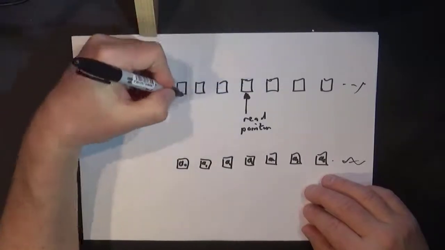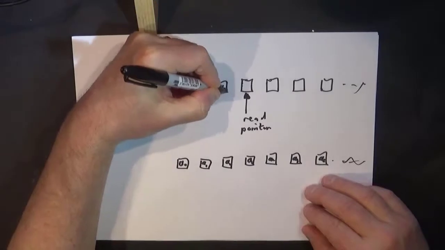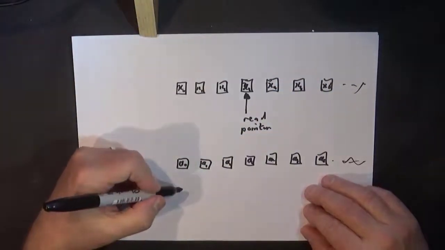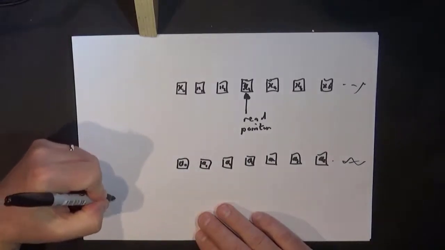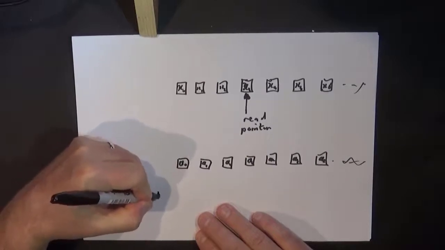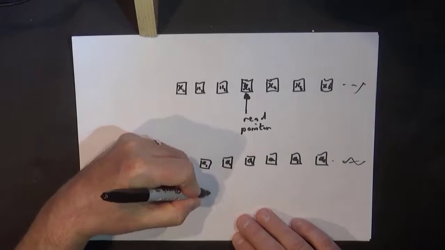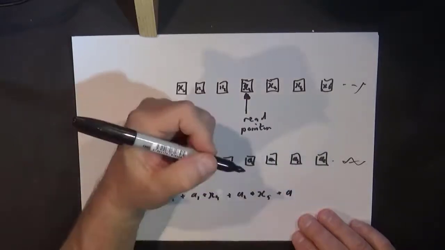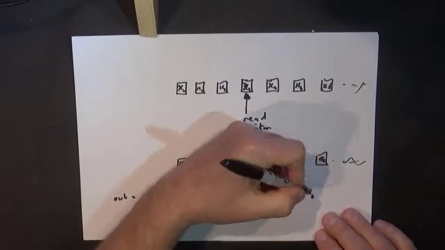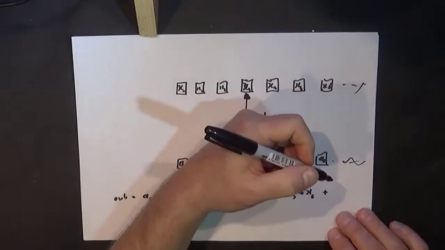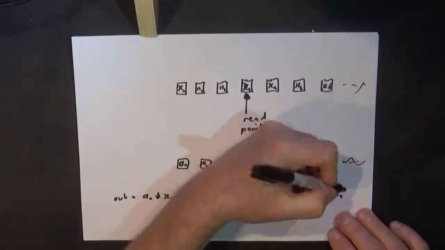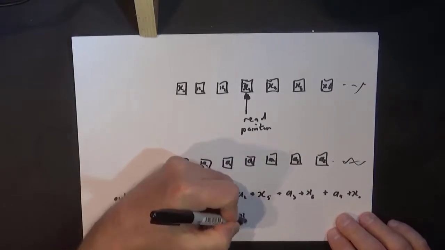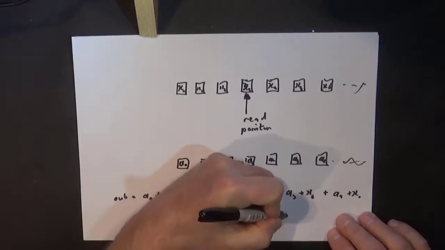So if that's x0, x1, x2, x3, x4, x5, x6, in this case we would have out equals a0 times x3 plus a1 times x4 plus a2 times x5 plus a3 times x6, and then this one loops round, so we have plus a4 times x0 plus a5 times x1 plus a6 times x2, and that's all of them.